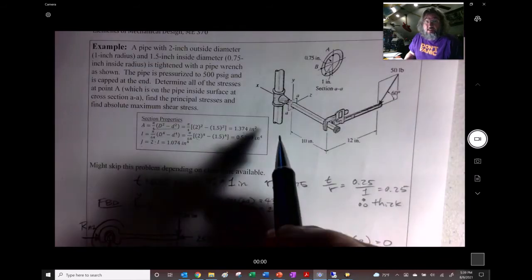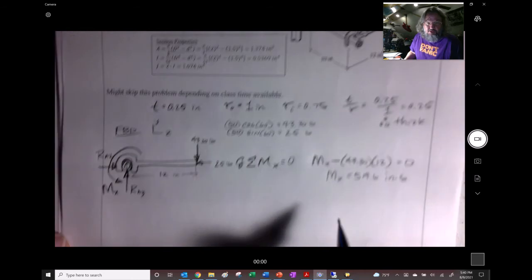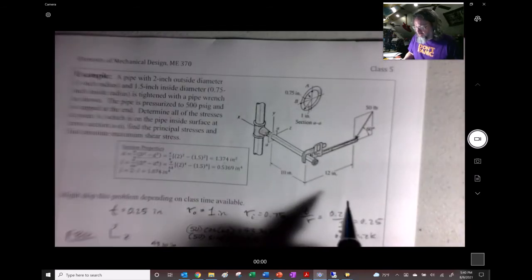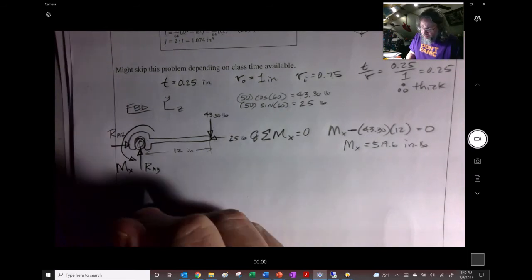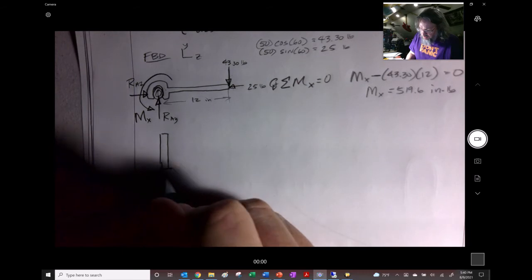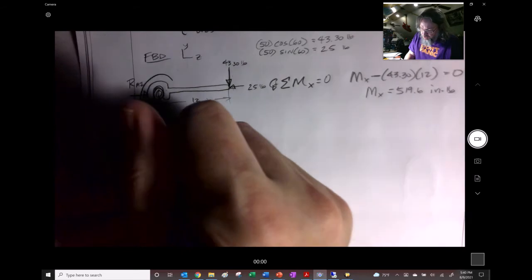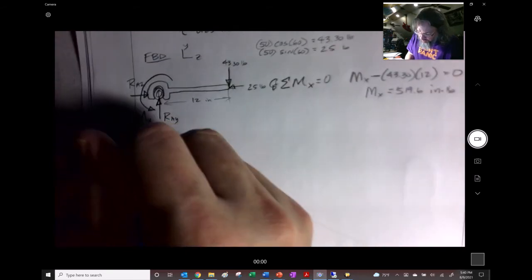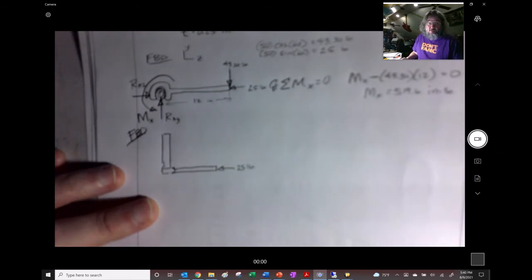All right, so let's take a look at the XZ direction. Do I need the XZ direction? Let's go ahead and do it anyway. It's good practice. So here we go. Here is the pipe coming up there, and then here's the wrench, and here's the support. Here is your 25 pounds happening right there onto the end of the thing.